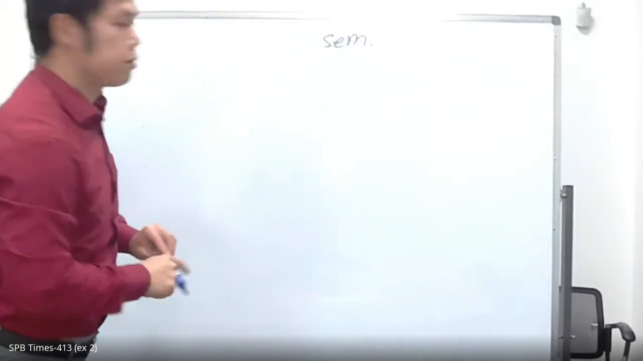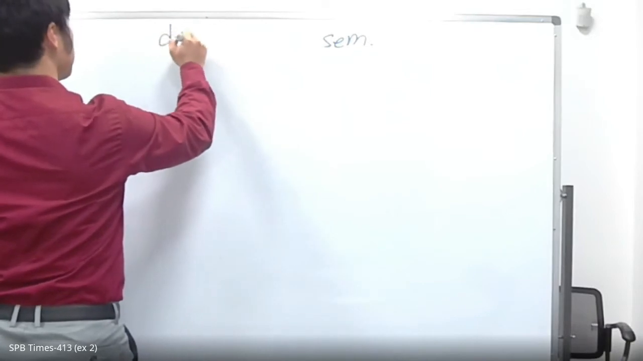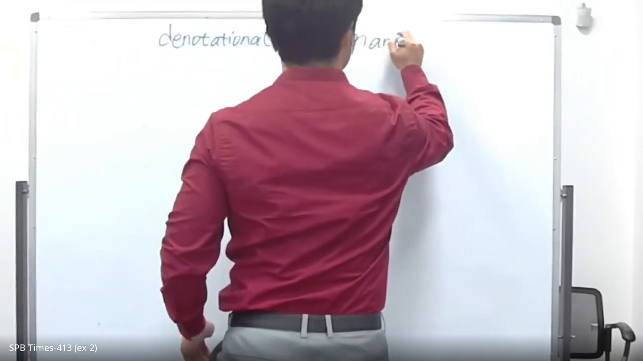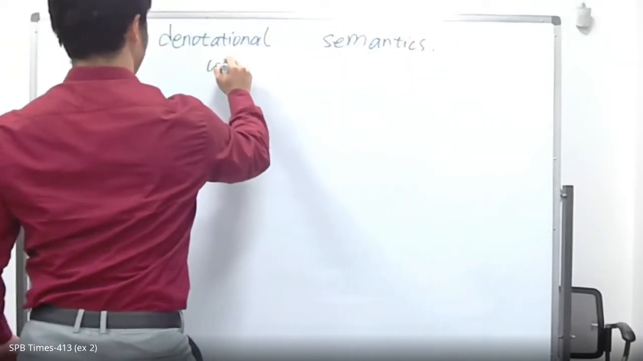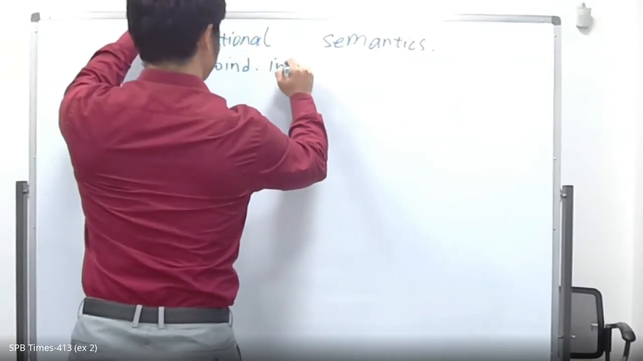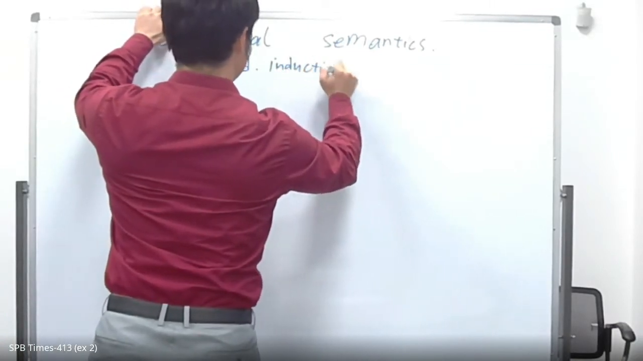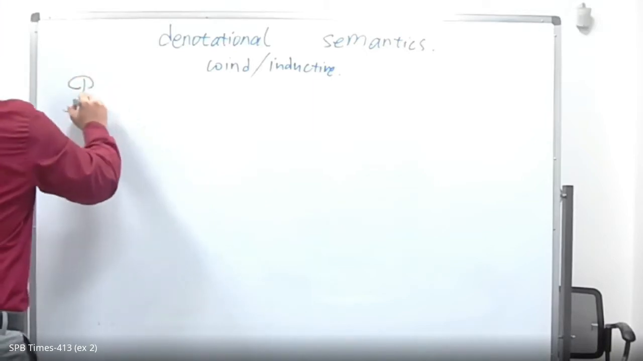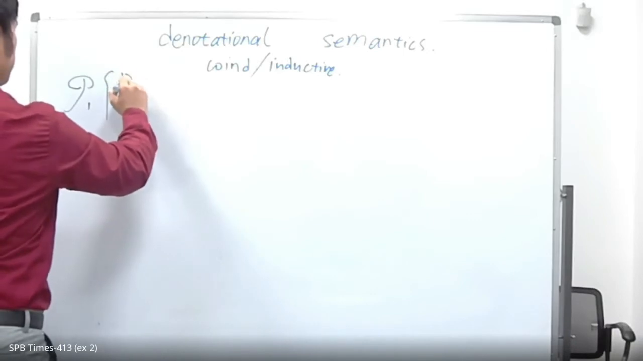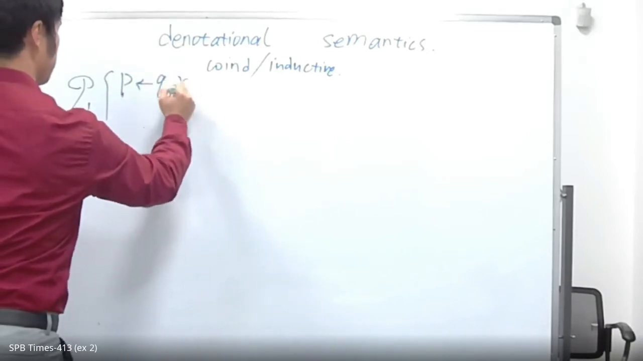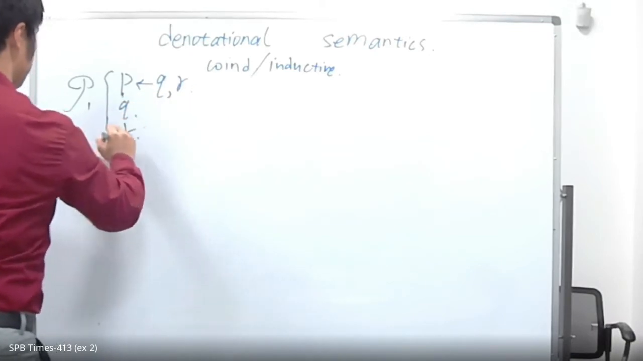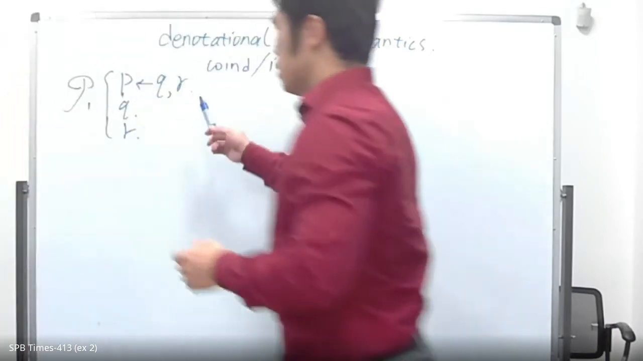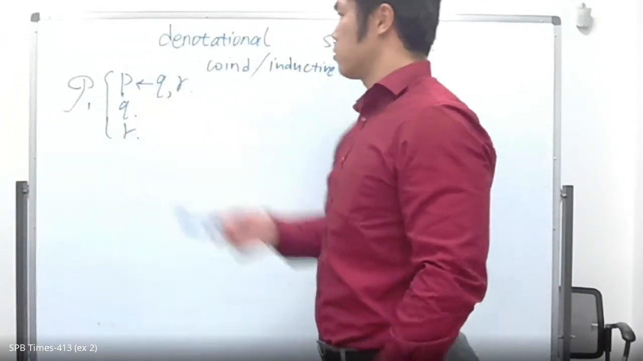And the next step, we introduce the background of denotational semantics, both the inductive and coinductive. As an example, we consider some example programs. Consider this very simple program P1. There are 3 clauses. The first one says the conjunction of Q and R implies P, and Q is true and R is true.